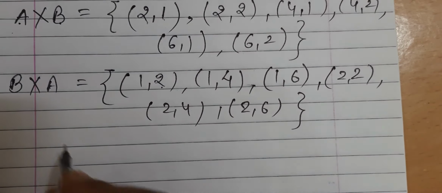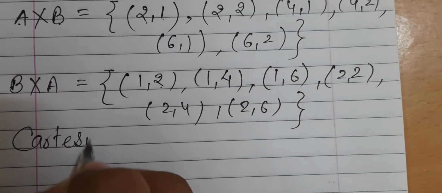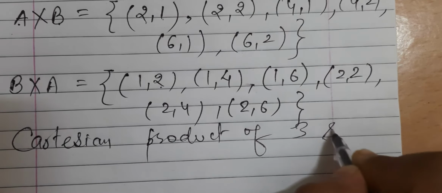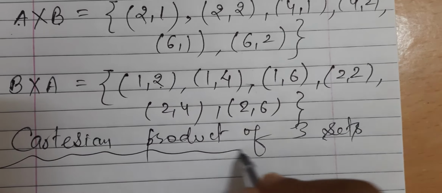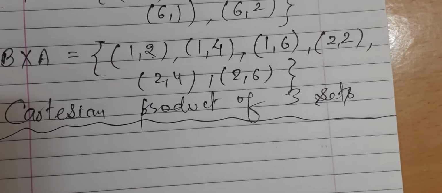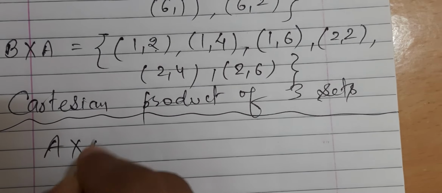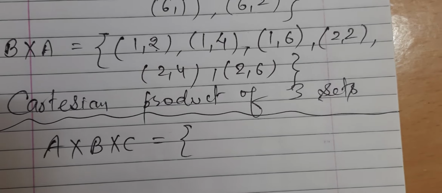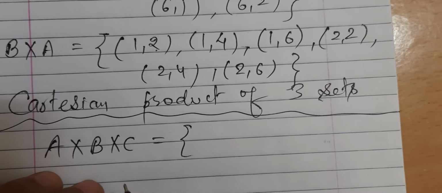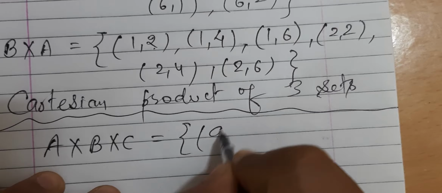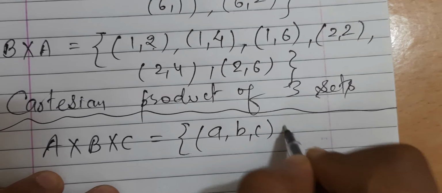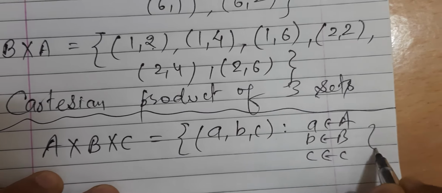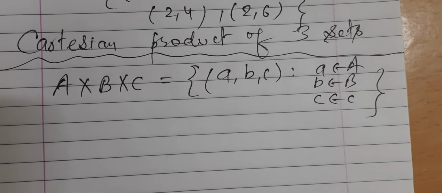We can also find the Cartesian product of three sets. If we are given three sets, then how do we find their Cartesian product? Let us first write the mathematical definition. Suppose we are given three sets A, B and C, then the Cartesian product is defined as the set of (a, b, c) such that a belongs to A, b belongs to B and c belongs to C. So this is the mathematical definition of the Cartesian product of three sets.